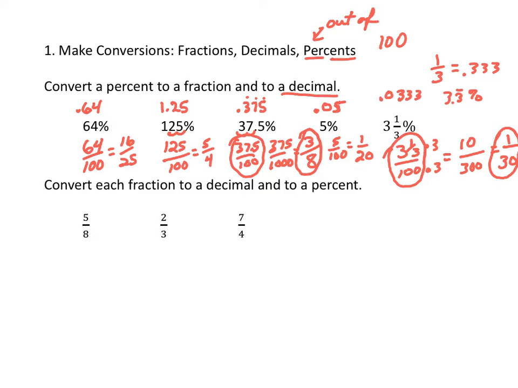Convert each fraction to a decimal and to a percent. Okay, so every fraction is a division problem. So this little fraction bar is division. So just take 5 divided by 8.